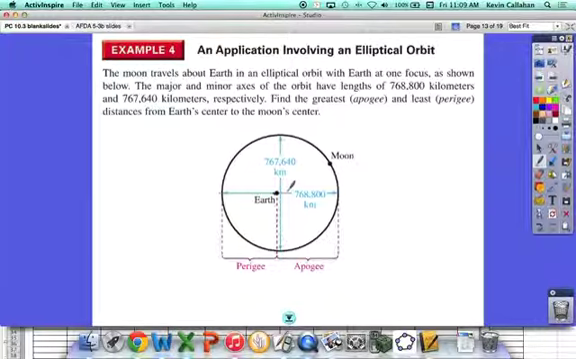Okay, so let's see. Our A is 768,800 divided by 2. 384,400. Our B is half of this. 767,640 divided by 2. 383,820.